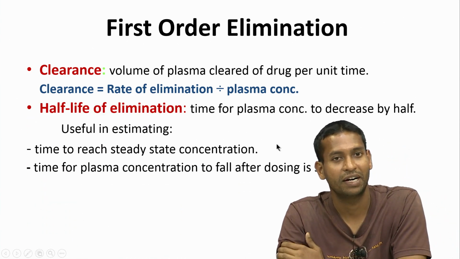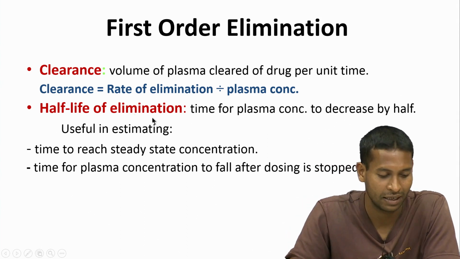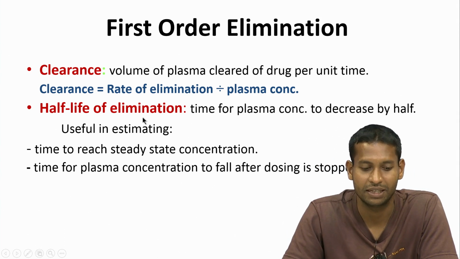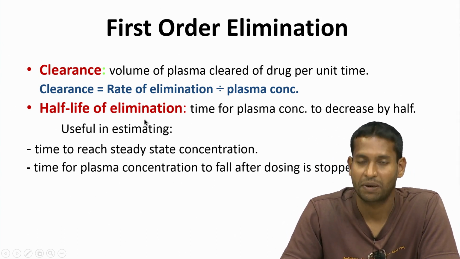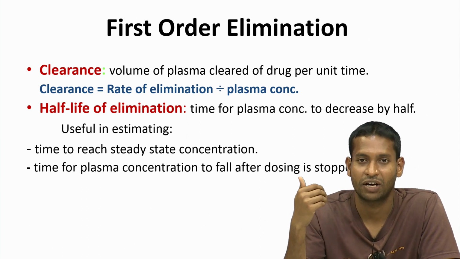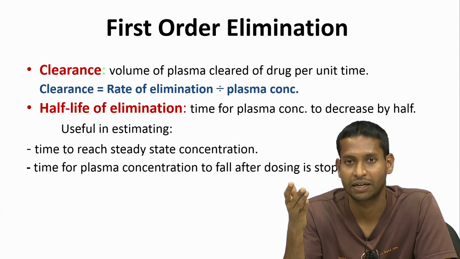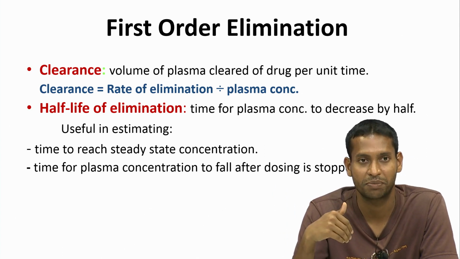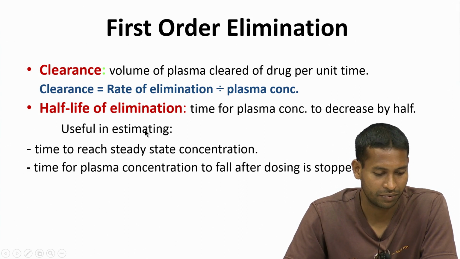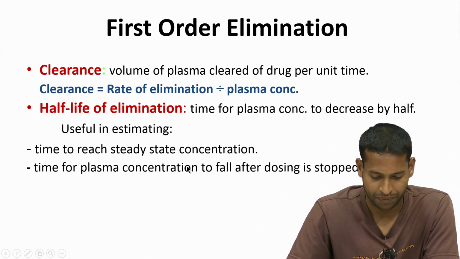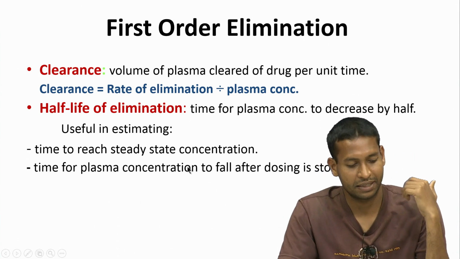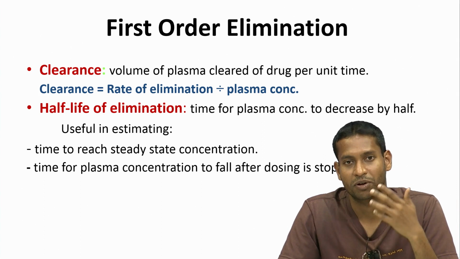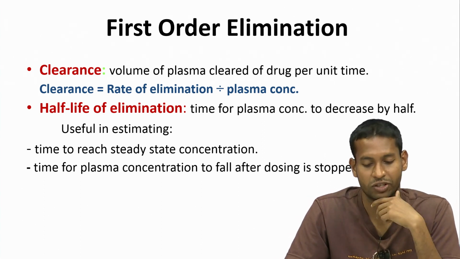And then another term that we are going to define is half life of elimination. That is very widely used in drug delivery fields, and what it essentially means is the time it takes for the plasma concentration to decrease by half. So if I have 1 mg per ml, how long will it take for a normal body to reduce it down to 0.5 mg per ml? Again, this helps in telling us the time to reach a steady state concentration when you administer a drug, as well as the time for plasma concentration to fall after dosing is stopped.